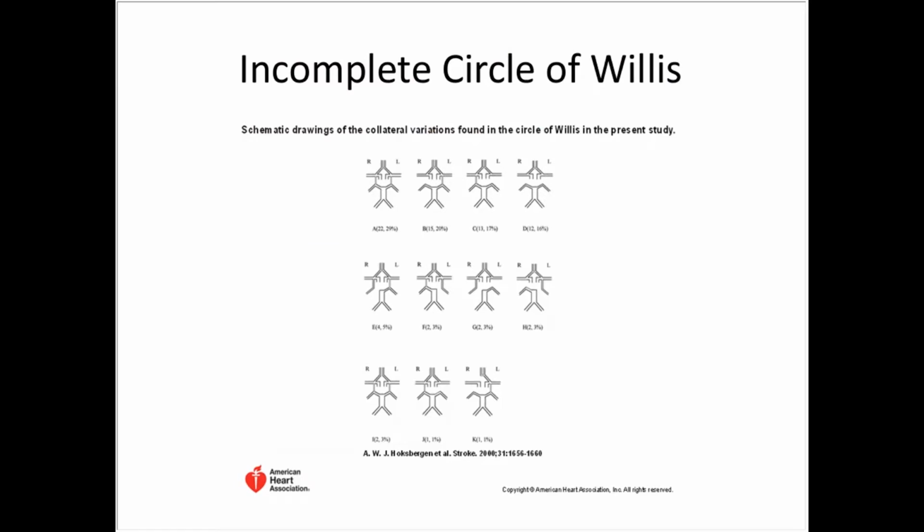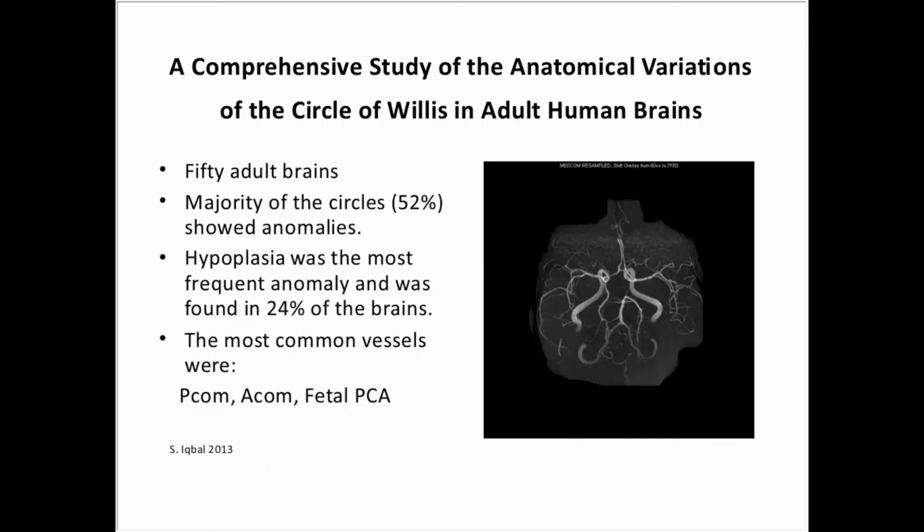This is a slide from the American Heart Association, which demonstrates the circle of Willis is intact here, but has several anomalies. Depending upon what paper you may reference, according to the American Heart Association, we have an intact circle about 29% of the time. But this is an article from Turkey published in 2013, which looked at 50 adult brains. And it demonstrated that about 52% showed anomalies.